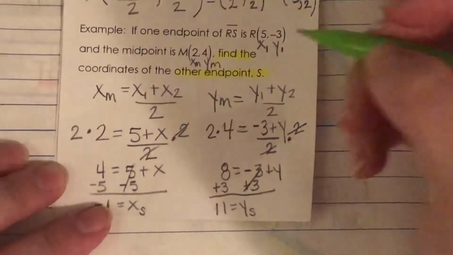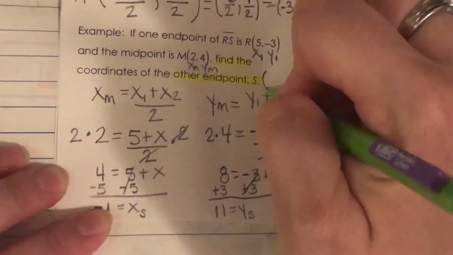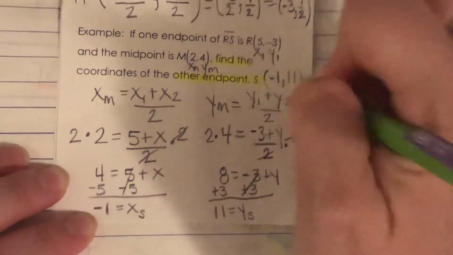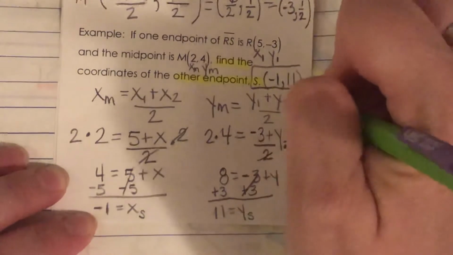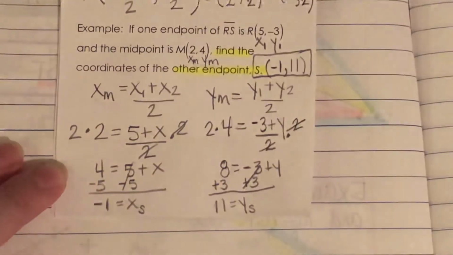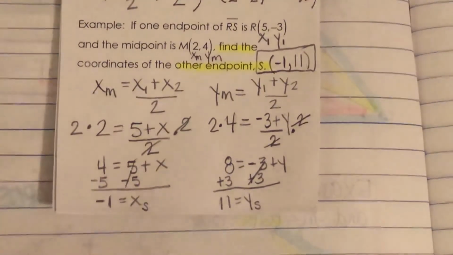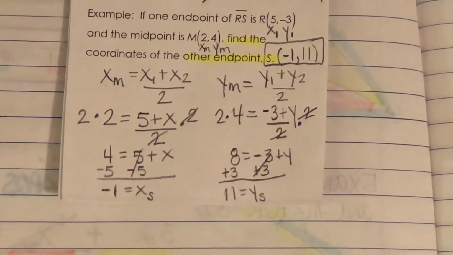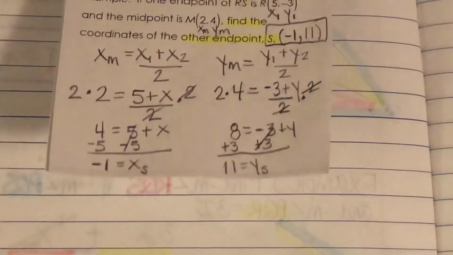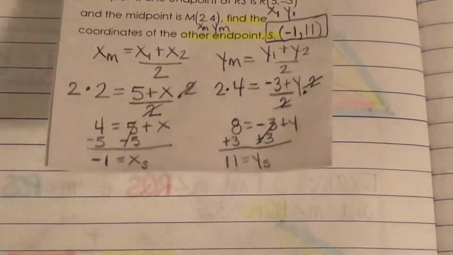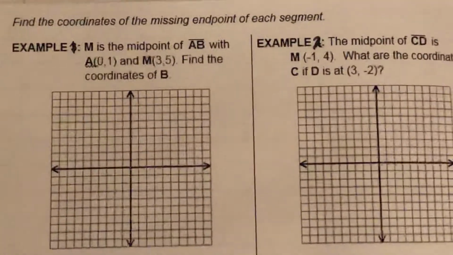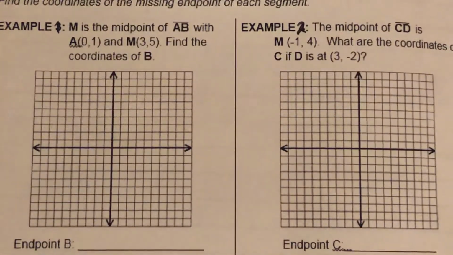So what is my ordered pair for S? (-1, 11). There's my answer for the S coordinate. Woo, that's a lot, and I know that's a lot. I'm going to show you a quick way that you can kind of cheat a little bit and get the answer faster, and it involves using a graph, and it involves using that concept of rise over run.